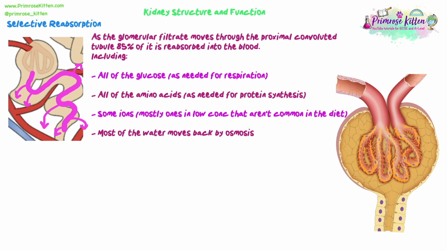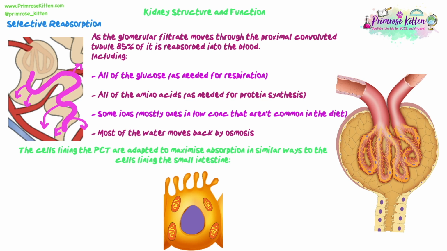So the cells lining the PCT are adapted to maximise absorption, and they have adaptations similar to the cells that line the small intestine. You can see them here lining that first section of the PCT, coming straight off the Bowman's capsule. So what adaptations do they have? Well, they have a folded membrane, which gives a large surface area, speeds up rates of diffusion, but also allows lots of reabsorption to continue at the same time.